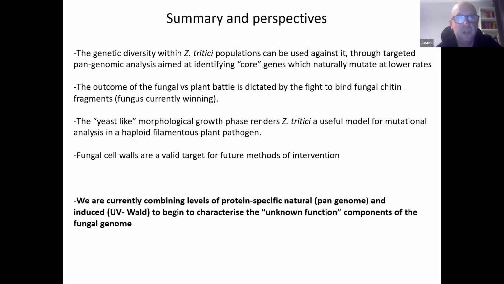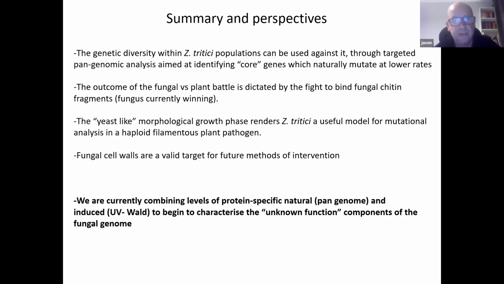Also, what I hope I've shown is that the yeast-like morphological growth phase is a super tool for much of the work we do on Zymoseptoria tritici for generating mutations, populations, etc. And it's quite unusual for a haploid filamentous plant pathogen, so it makes it a really good system. Fungal cell walls are a valid target for future methods of intervention, I believe.